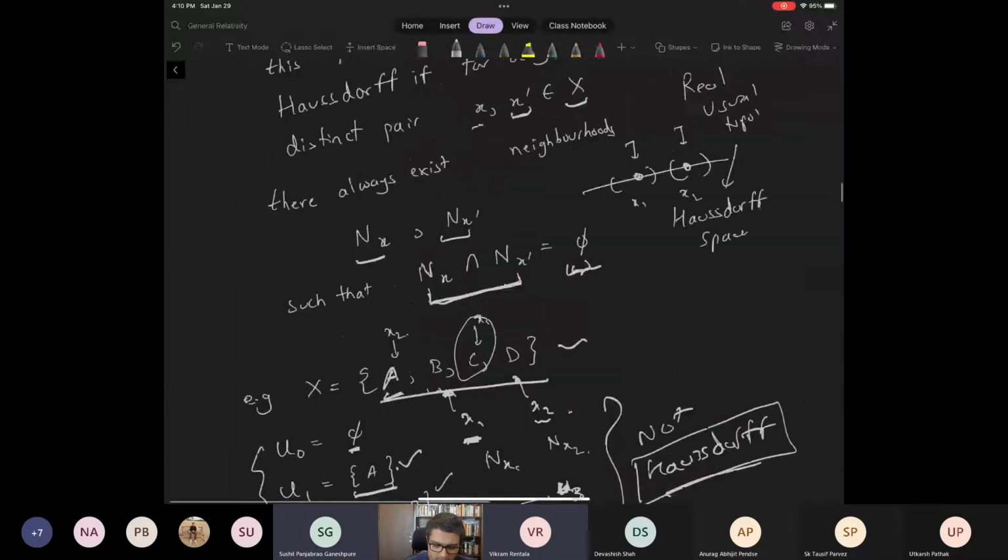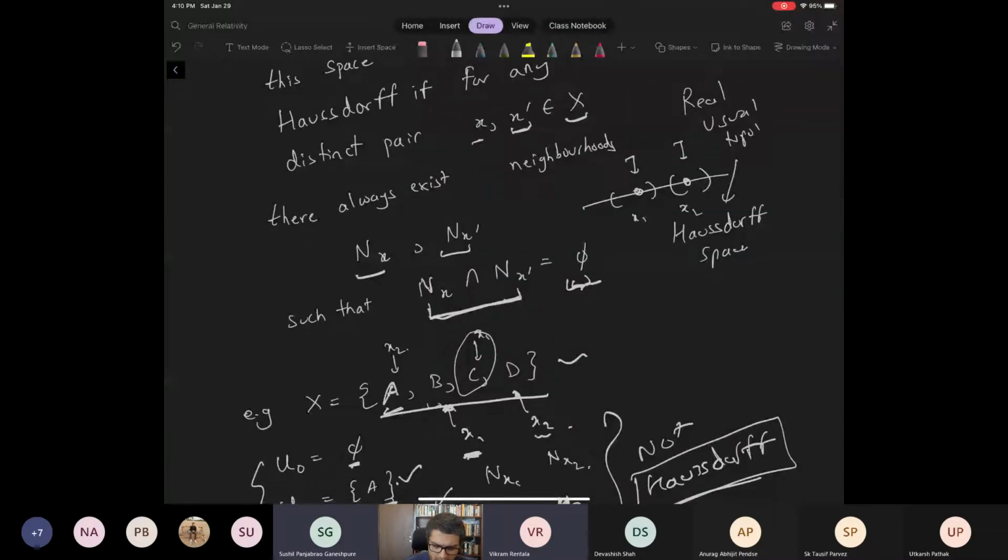How is the neighborhood of any two points disconnected in that case? In the sense that if I take any two points on the real line, I can always find a neighborhood of this point and this point, for example an open set around this and an open set around this, such that these two are disjoint. It's possible to find such neighborhoods.